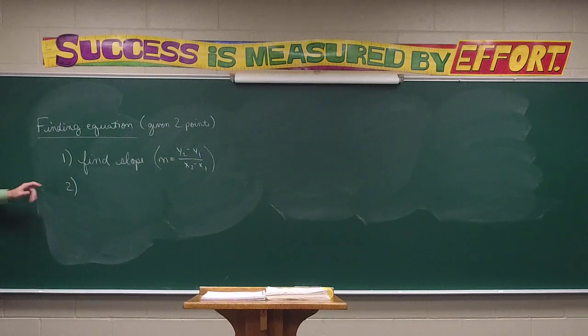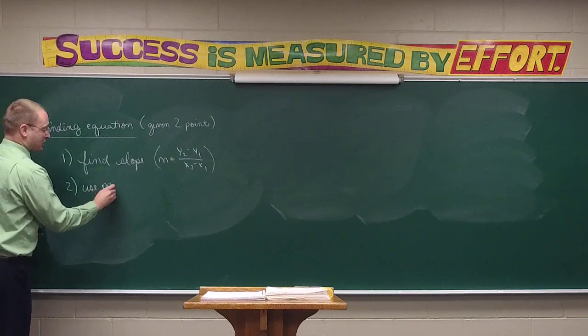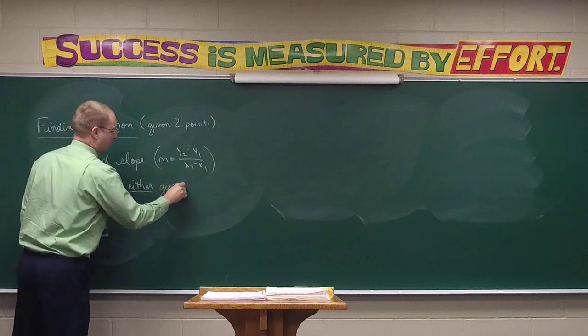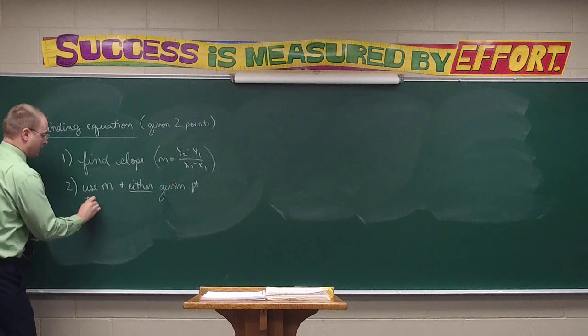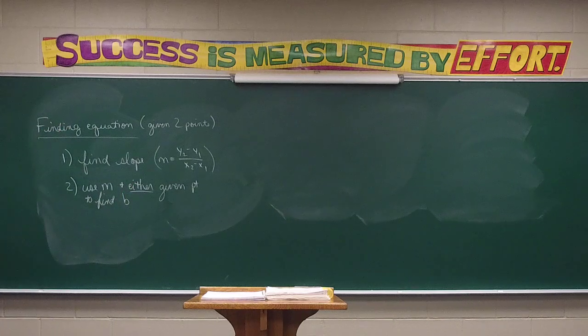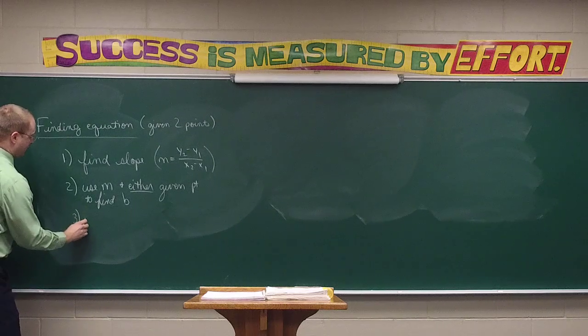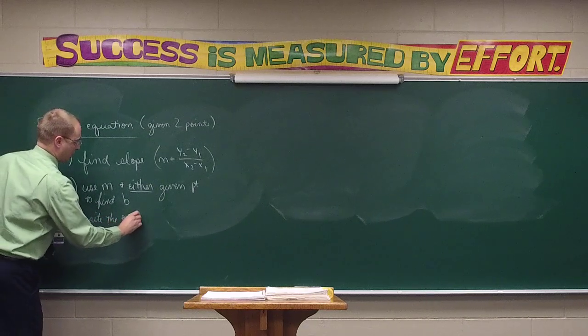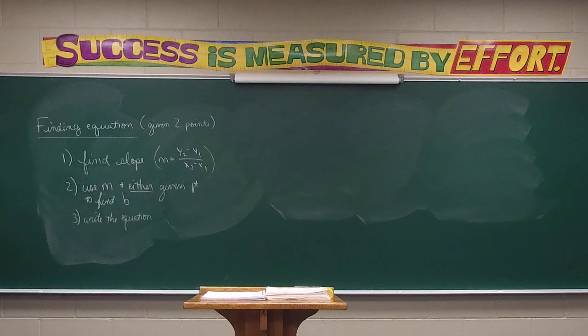All right, so step number 2 is to use the slope and either given point to find the y-intercept, b. Use the slope and either given point to find the y-intercept. And then, of course, write the equation. So we're really just building on what we did yesterday and adding one more step to the beginning. You got to find your own slope.